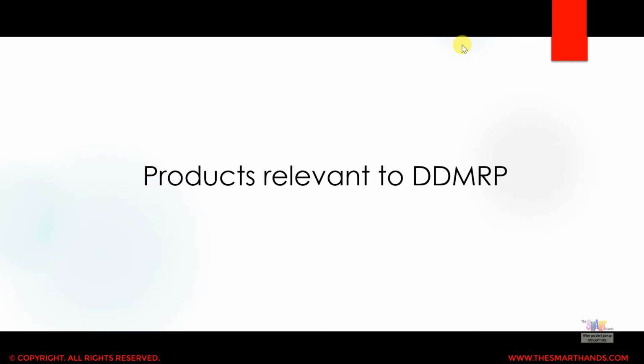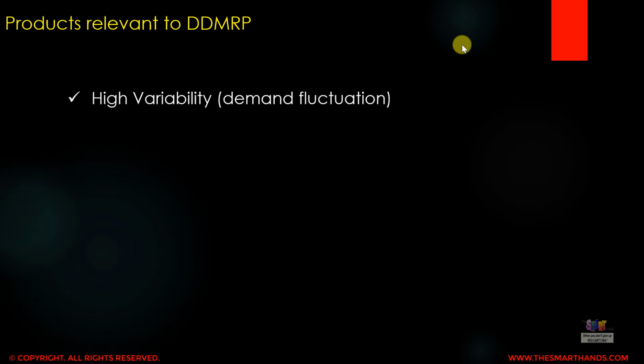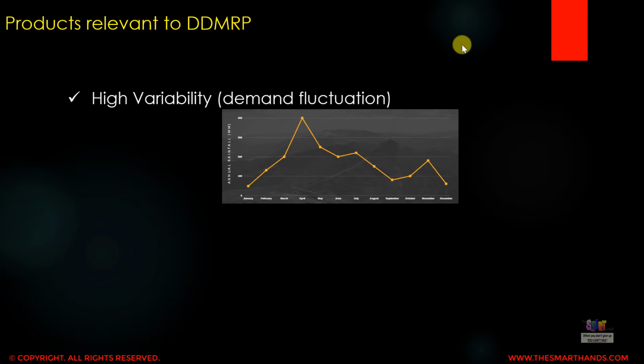Now we'll talk about what products are relevant to DDMRP. That means how do we identify which products we should maintain as DDMRP relevant. The first point is high variability. That means demand fluctuation. These are products where there is fluctuation in the demand: sometimes there's a huge sales order, or for some months there can be very low orders and some months very high orders. When there's a demand fluctuation and we are unsure about the forecast, for those materials DDMRP needs to be activated.